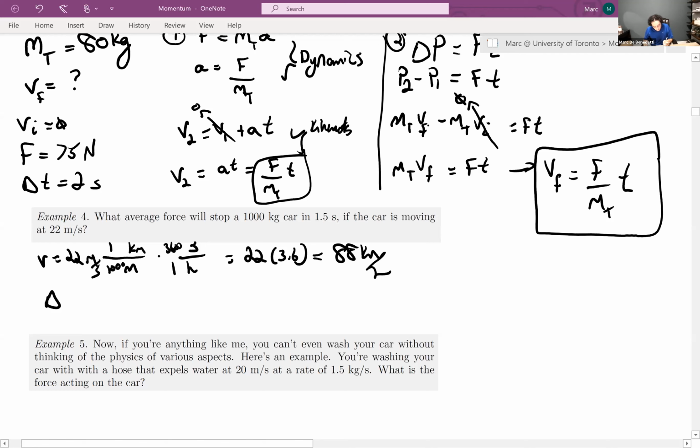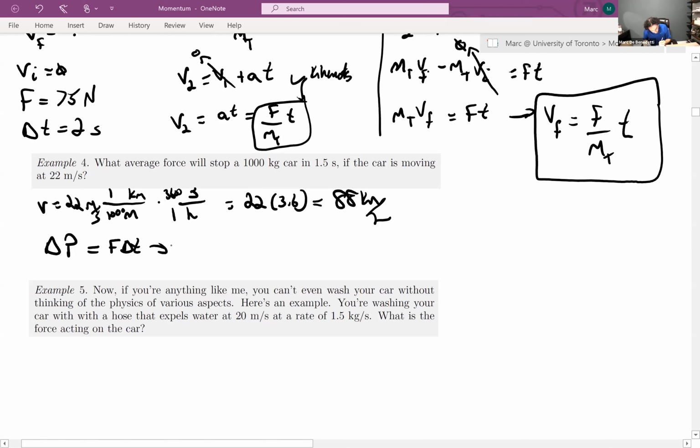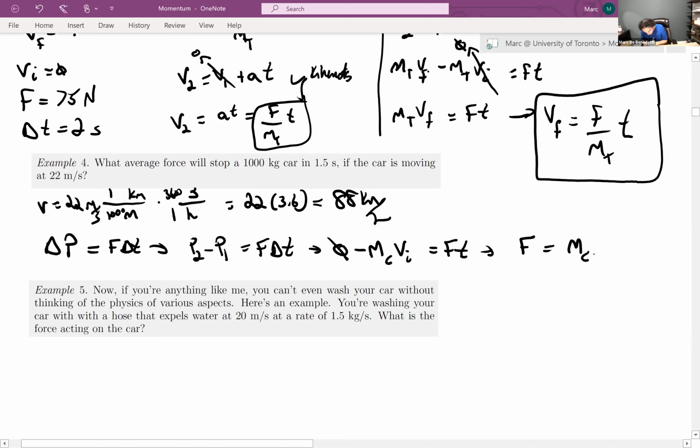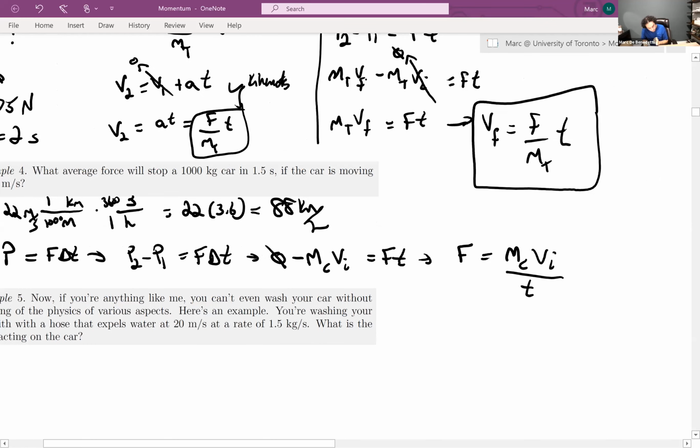I think that takes longer, honestly. You can say that a change in momentum is going to equal force times time. And this says that the change in momentum is going to be momentum 2 minus momentum 1 equals force times delta t. And momentum 2 is desired to be 0, right? You're bringing the car to rest, minus mass of the car times velocity initially equals F delta t. And what average force? So force equals mass of the car, velocity of the car over time. So there's your equation, and you plug in all your numbers.